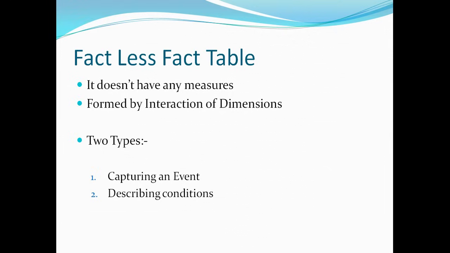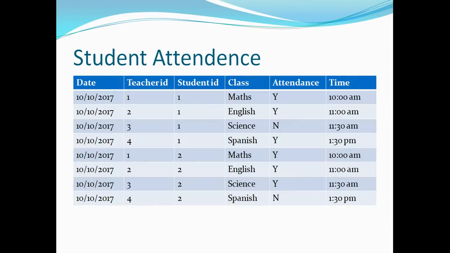As the name suggests, it does not have any measures. It's entirely formed by the interaction of dimensions. The main purpose such fact tables serve is that they capture an event, or they are used for describing conditions. Now we will understand what that is using a student attendance system.